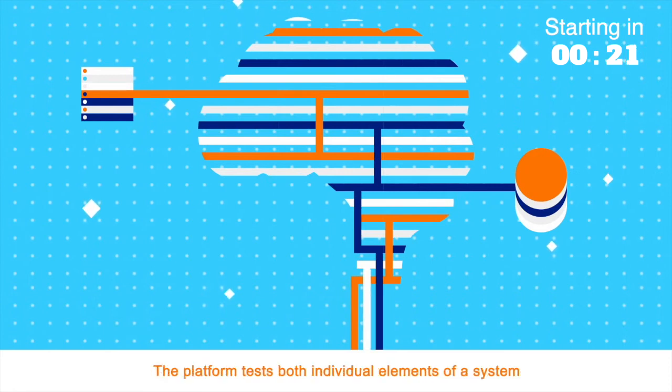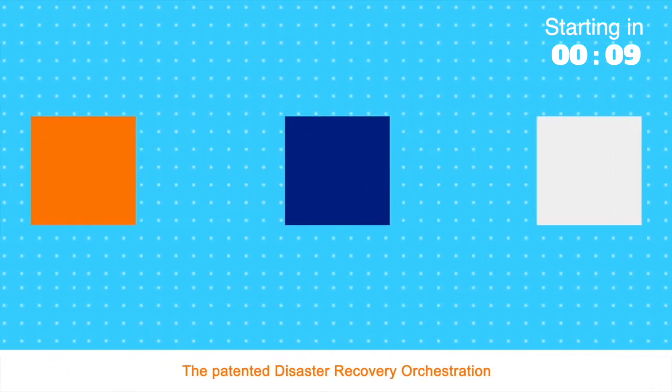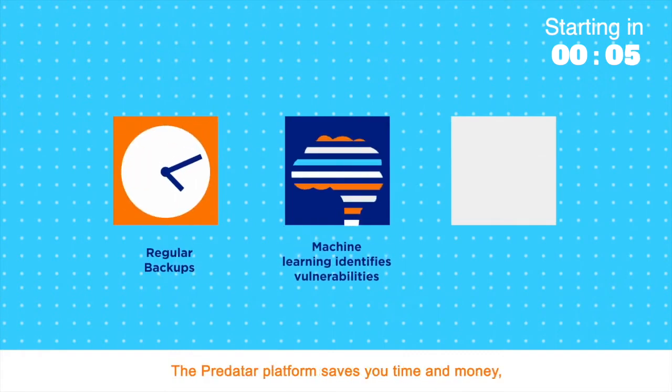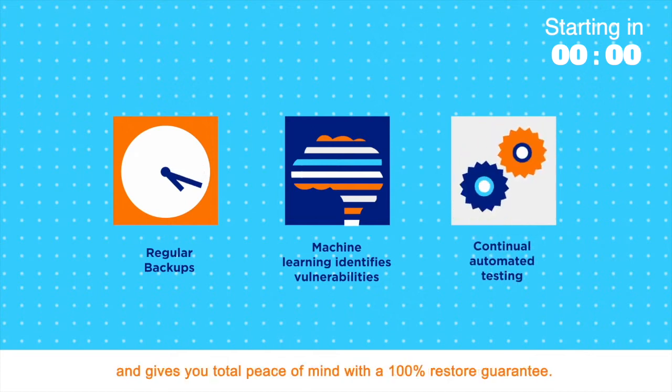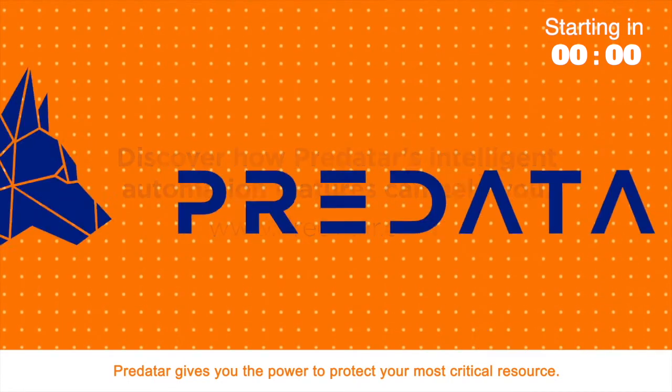The platform tests both individual elements of a system and complete systems made up of multiple databases and applications, giving you confidence that you're covered in the event of a disaster. The patented disaster recovery orchestration makes one-off manual tests a thing of the past. The Predator platform saves you time and money and gives you total peace of mind with a 100% restore guarantee. Predator gives you the power to protect your most critical resource, your data.